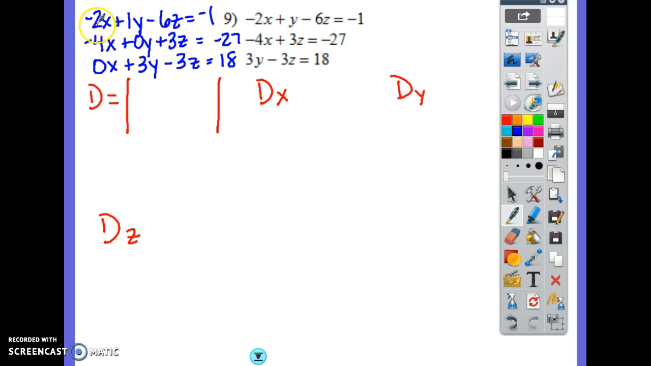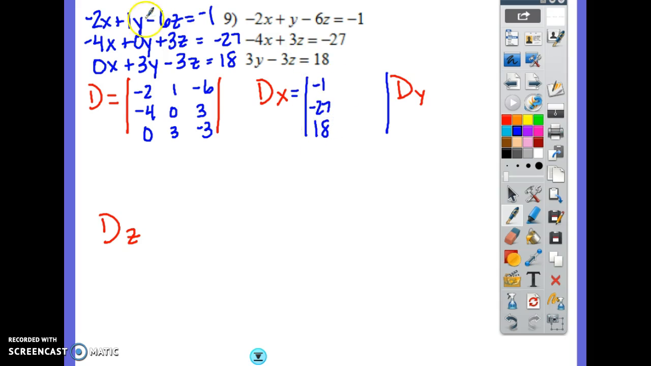So my coefficient matrix is simply the coefficients of all my variables. So negative 2, 1, negative 6, negative 4, 0, 3, 0, 3, negative 3. Do the same thing, except now I'm going to write my x matrix. So instead of the x's, I'm replacing them with the constants. So negative 1, negative 27, and 18 go in their place. But now the y's and z columns stay exactly the same. So 1, 0, 3, negative 6, 3, and negative 3.